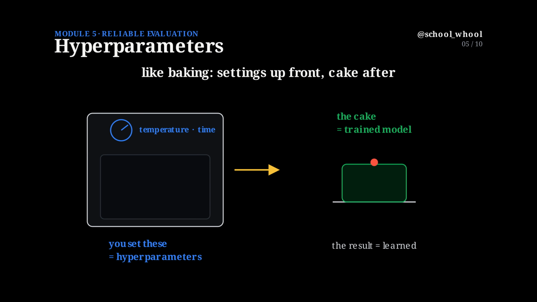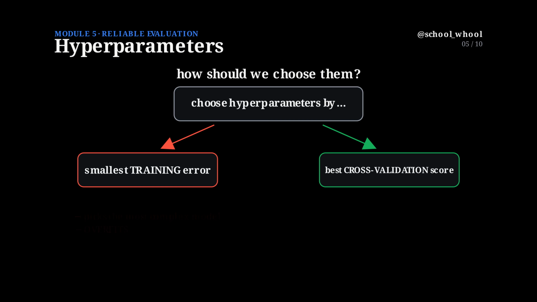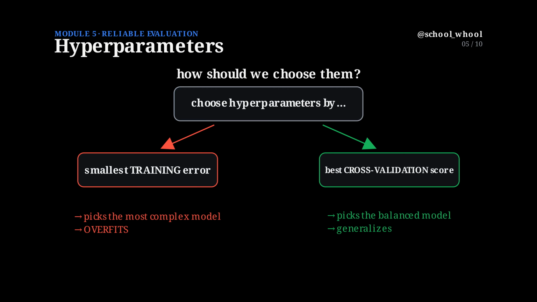So how do we choose good hyperparameters? A tempting idea: just pick whatever makes the training error smallest. But that's a trap. The lowest training error always comes from the most complex model, the deepest tree, the weakest regularization. That's overfitting. Straight back to lesson 1. Instead, we judge hyperparameters by the cross-validation score. That rewards models that generalize, not models that memorize.